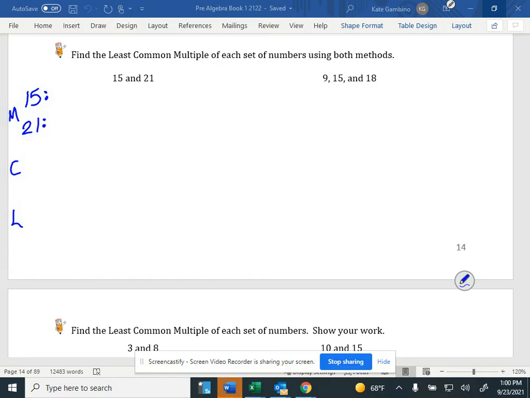On the other side, will we have to use both of them or just one? Just like with the greatest common factor, you're going to use the one that works best for you. Okay. But I want us to understand both methods.